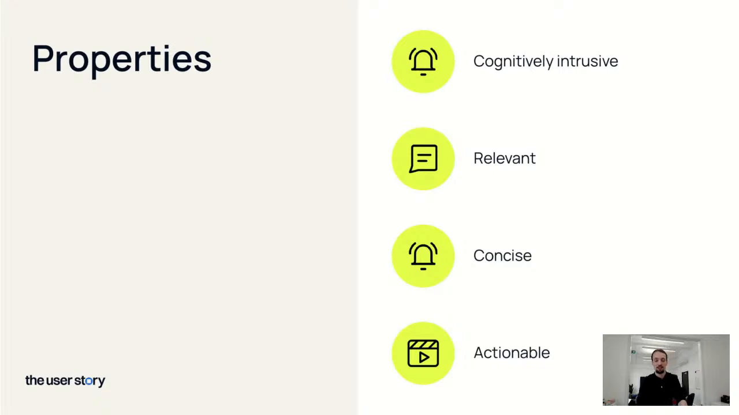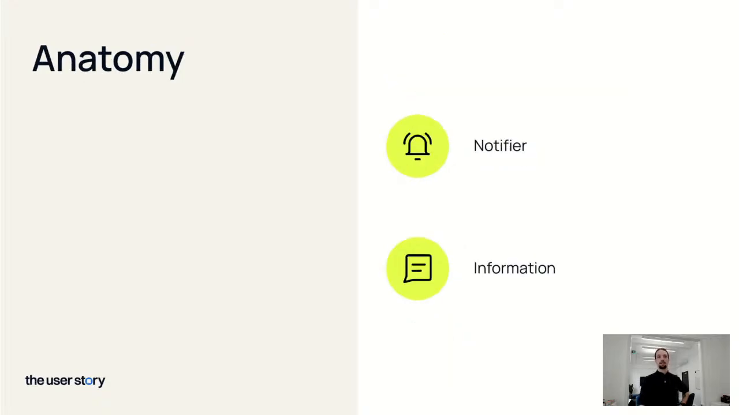Their properties, we can generally pull them into 4 different categories. They are cognitively intrusive to gain our attention. Ideally, they are relevant, meaning they're either time sensitive or contextual. Go a bit more into that later. Hopefully they're concise and actionable as well. And they are generally made up of 2 parts. There is a notifier and there is the information that goes along with it.